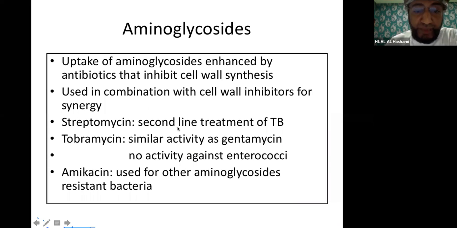Streptomycin is used for the second-line treatment of TB. Tobramycin has similar activity to gentamicin, but there is no activity against enterococcus. Amikacin is used for other aminoglycoside-resistant bacteria.